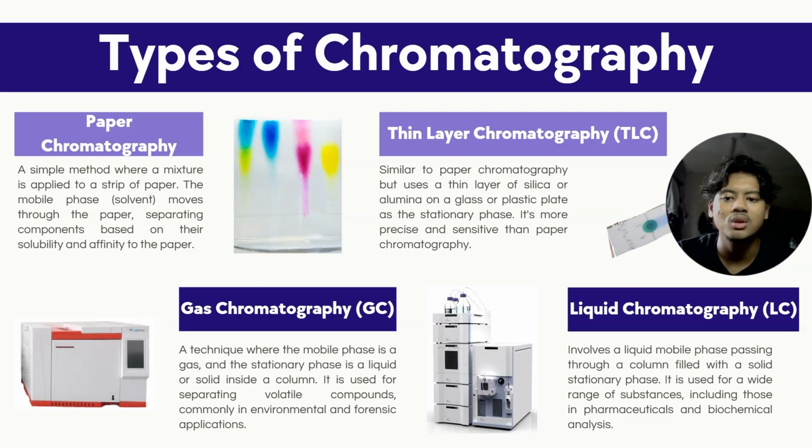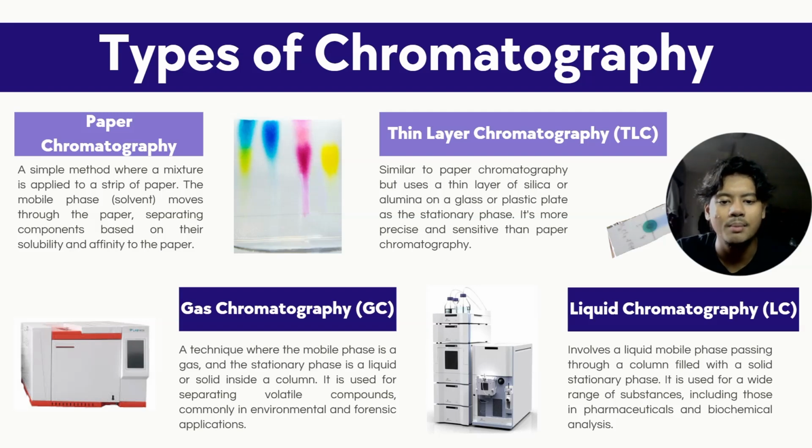So we have four types of chromatography. The first one is paper chromatography. It's a simple method where a mixture is applied to a strip of paper. The mobile phase is a solvent and moves through the paper, separating components based on their solubility and affinity to the paper. The second one is thin layer chromatography, or we call it TLC.